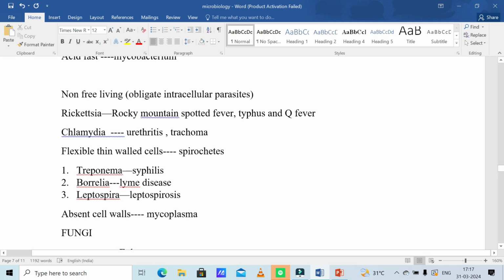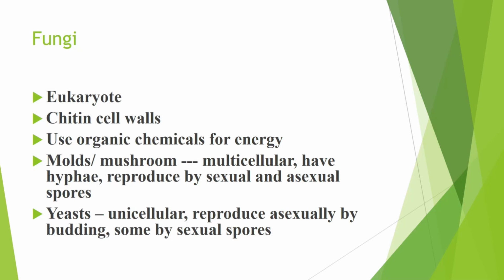Then another category is the bacteria with flexible thin walled cells. Spirochetes come under the bacteria with flexible thin walled cells, and it includes Treponema, which causes syphilis, Borrelia, which causes Lyme disease, and Leptospira, which causes leptospirosis. And there is another bacterium, Mycoplasma, which is the smallest bacterium and does not have any cell wall. Next organism is fungi.